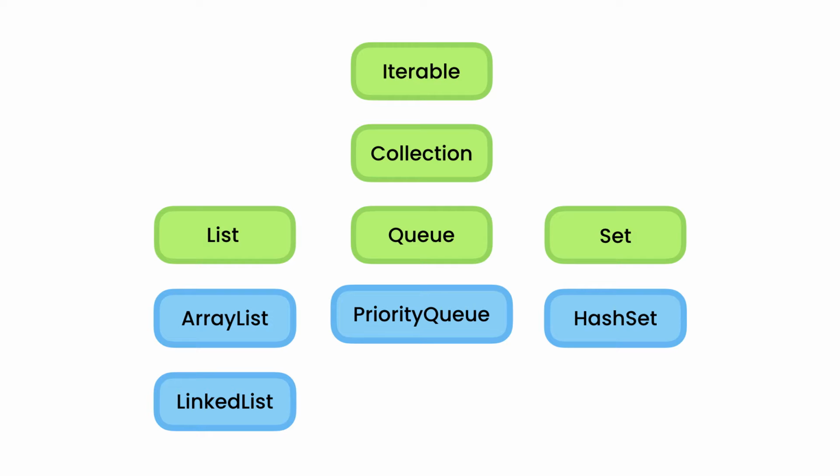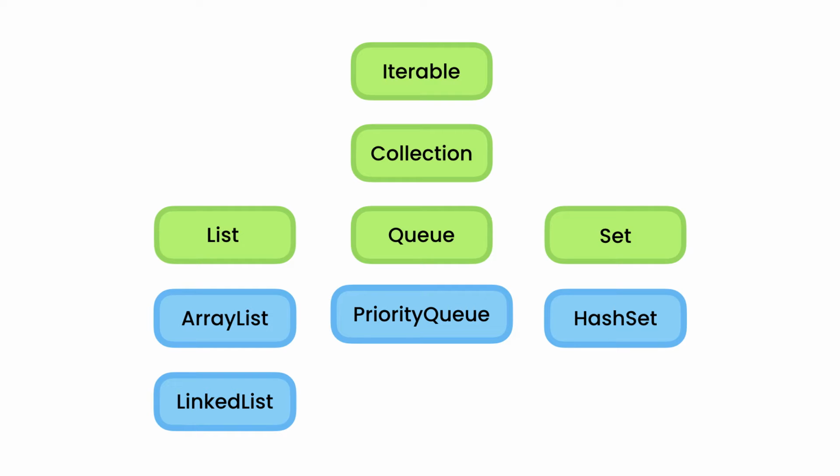So at the top of this hierarchy, we have the Iterable interface. This interface represents an object that can be used in a for each statement. So if we implement this interface in our generic list class, we'll be able to use it in a for each loop. I will show you how to do that later. Below that, we have the Collection interface. This interface extends the Iterable interface and adds additional functionality. It represents an object that can act like a container or a collection of objects.